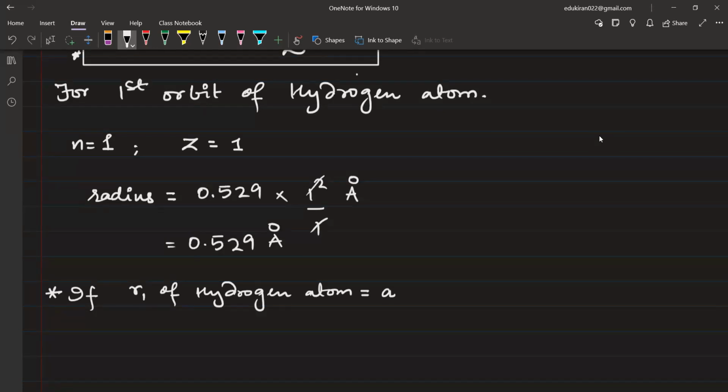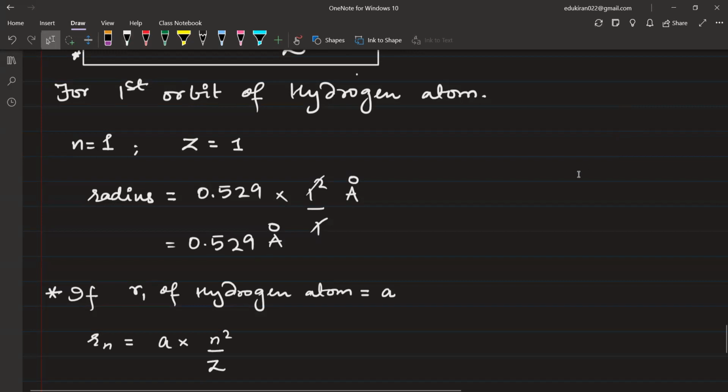ठीक है, वो क्या दिया हुआ है? रेडियस ऑफ द फर्स्ट ऑर्बिट ऑफ हाइड्रोजन एटम. ठीक है, देन द फॉर्मूला फॉर रेडियस ऑफ एन ऑर्बिट ऑफ एनी एटम विल बी इक्वल टू a times n square divided by Z, whatever be the unit, nanometer, angstrom, millimeter, कुछ भी यूनिट हो जाए.